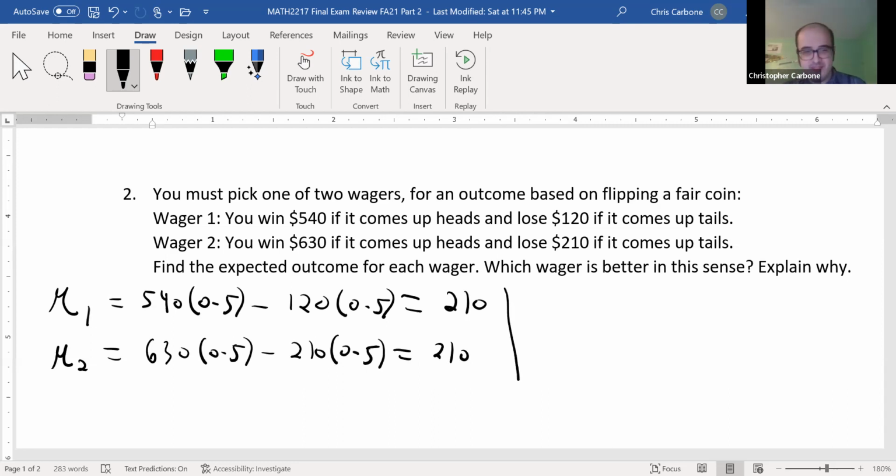So we still have to answer this. Both of these expected gains are the same. What does that mean? That means both wagers are good.